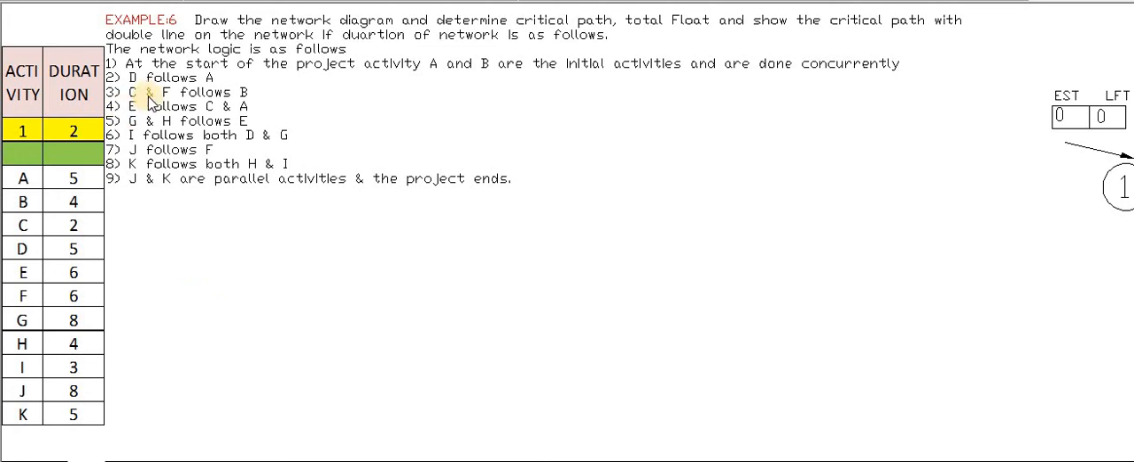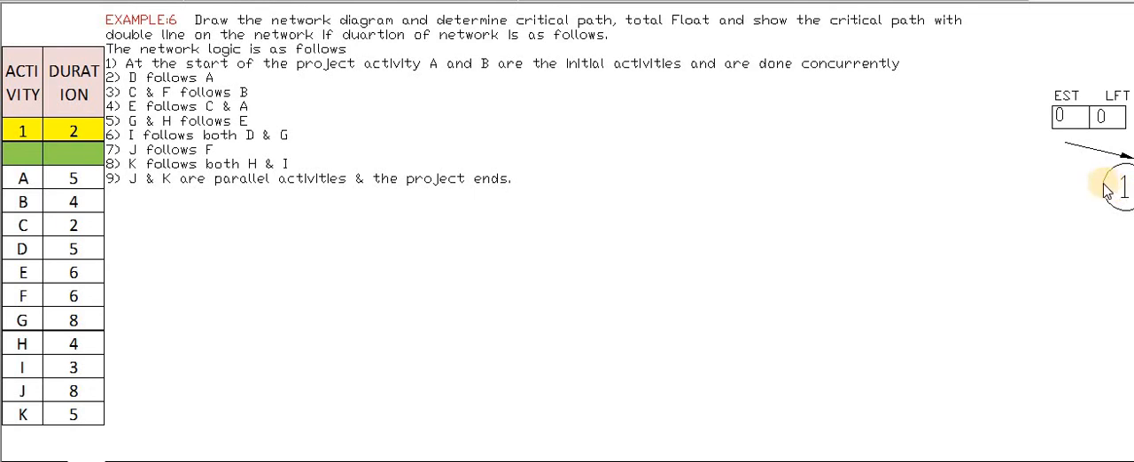So we have started from serial number 1. At the start of the project, activities A and B are the initial activities and are done concurrently. That means the starting point for A and B is the same, they start at the same point, and they are concurrent to each other. Okay, so we will draw the network diagrams.